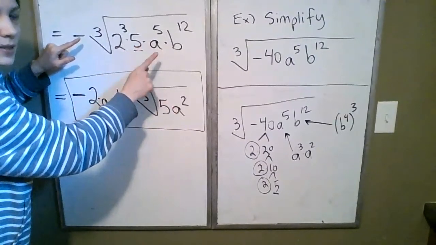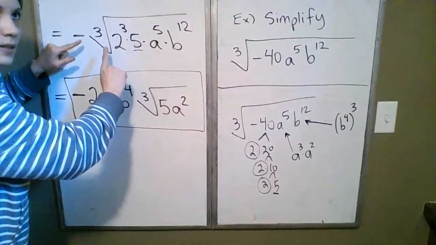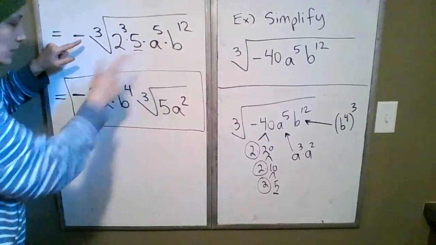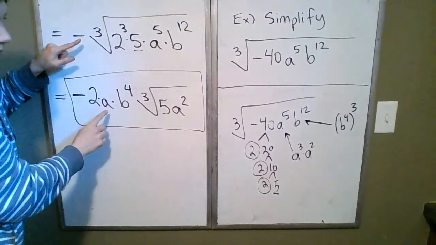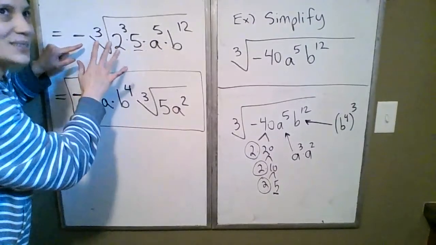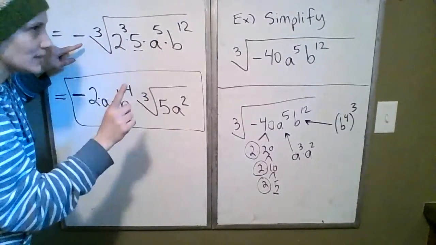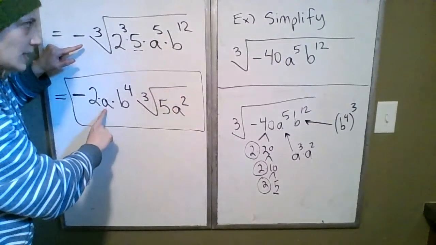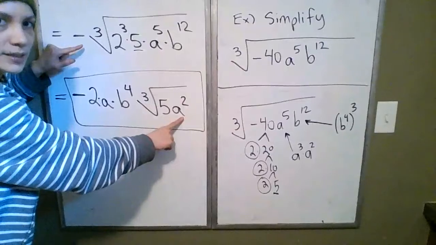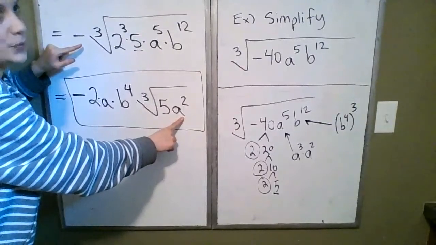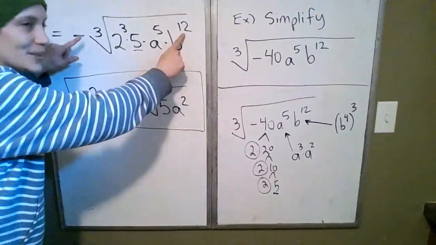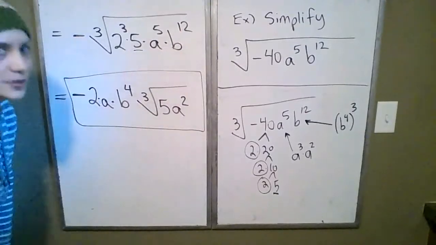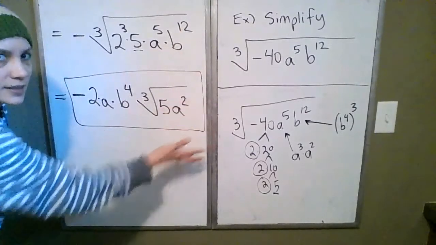A to the fifth, we take 5 divided by 3. Wait, sorry, that was wrong. 3 goes into 5 once with a remainder of 2. So you can bring out 1a and leave 2 behind. Okay, 12 divided by 3 is 4, so I'm going to bring out b to the fourth. No remainder, so nothing left over underneath the root.